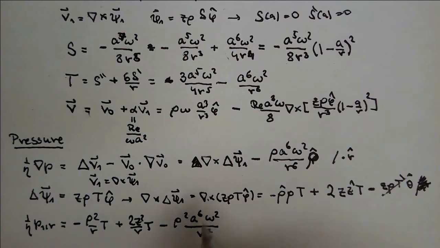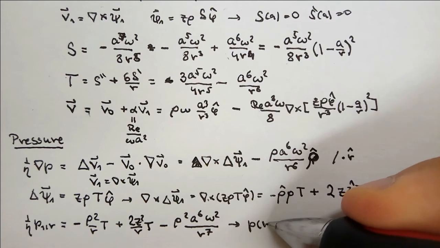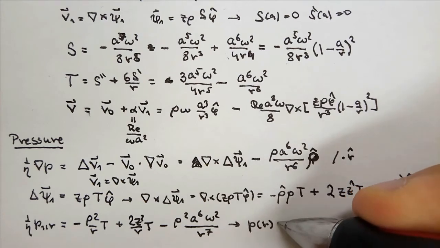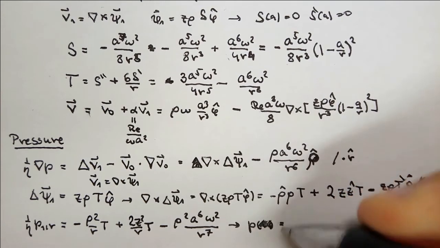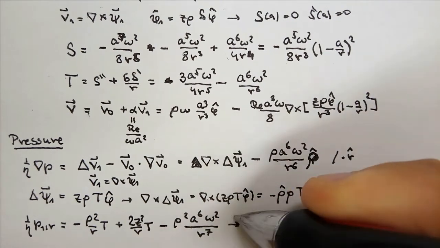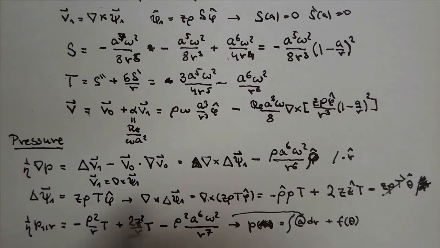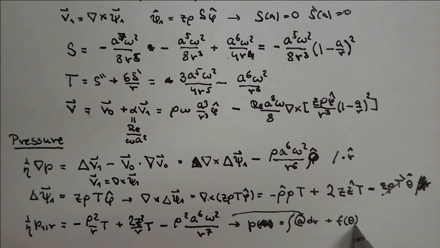If we integrate it, we will get the pressure as a function of r, and the pressure as a whole will be the integral of this with respect to dr plus some function of theta, because if you perform the derivative on this you will get 0 also. But this function has to be 0 because there should be no dependence on phi at infinity.